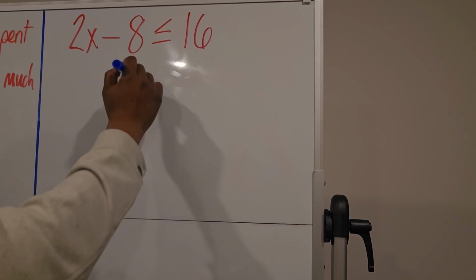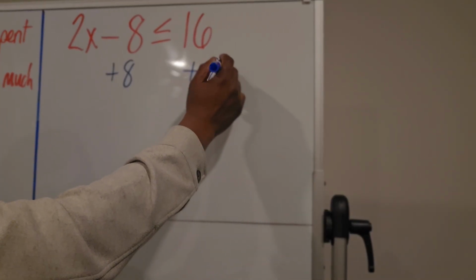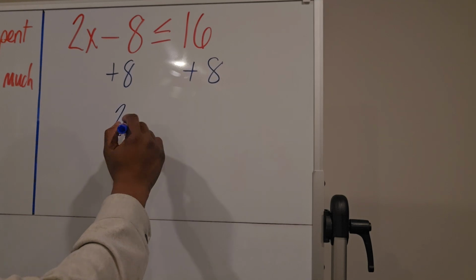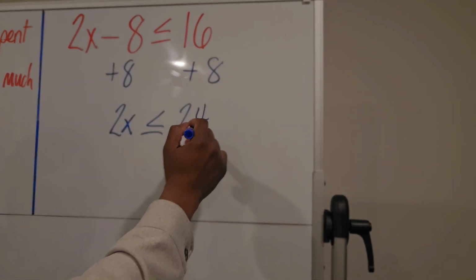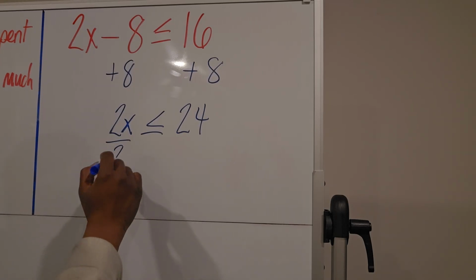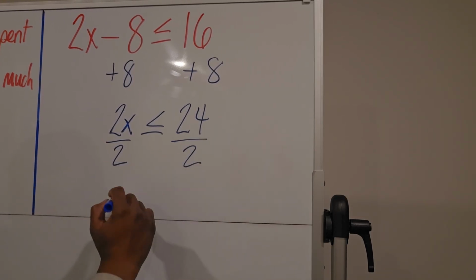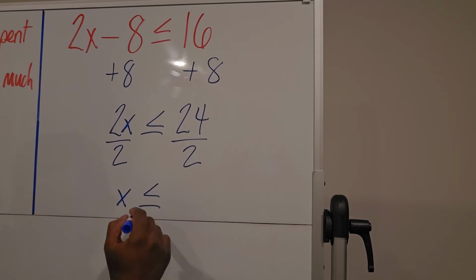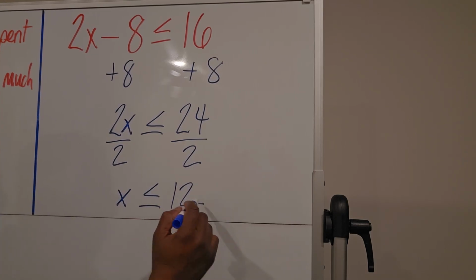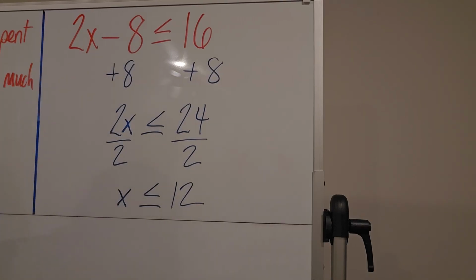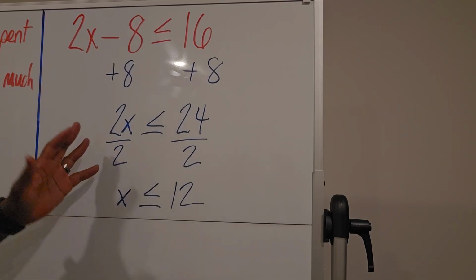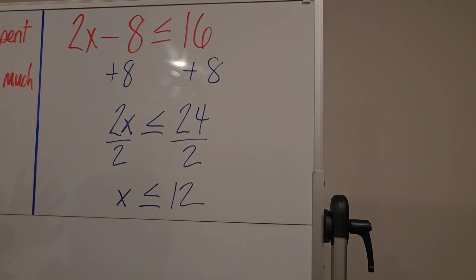So add 8 to both sides. That would be 2x less than or equal to 24. Divide both sides by 2. X is less than or equal to 12. So a lot of people freak out when they see this because it's like, well, that's not equal now. Oh, what are we doing now? It's the same thing. Okay? Nothing different.